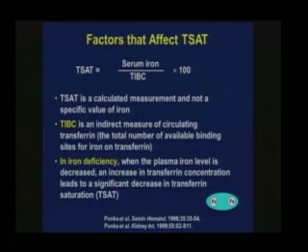So TSAT is a calculated measurement and is not a specific value of iron. TIBC is an indirect measurement of the circulating transferrin. It's the total number of available binding sites on the transferrin. And so in iron deficiency, what happens is the plasma iron level is low. However, more transferrin is made. So transferrin concentration goes up, TIBC goes up, iron goes down. So you can see the TSAT will go down.